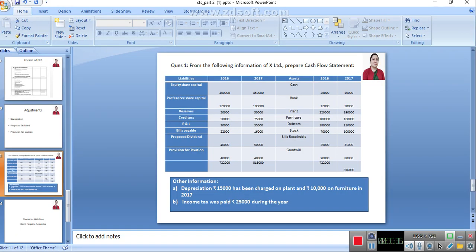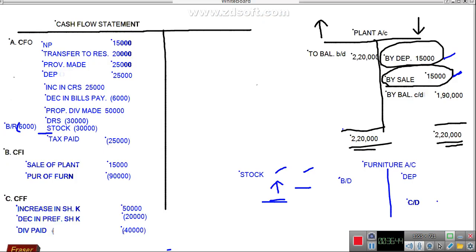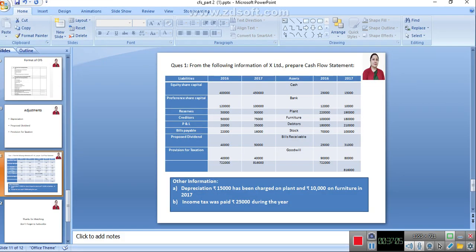Now is goodwill. After current assets comes goodwill. Goodwill is 90,000 and then 80,000. It is write off of goodwill. Goodwill written off is again a non-operating item. So goodwill is to be added back in calculation of cash flow from operating activities. So you have to add this goodwill written off 10,000 in this calculation. Once you finish all these line items, then check the adjustments. We have included all the adjustments.